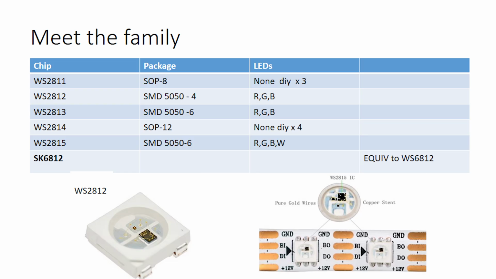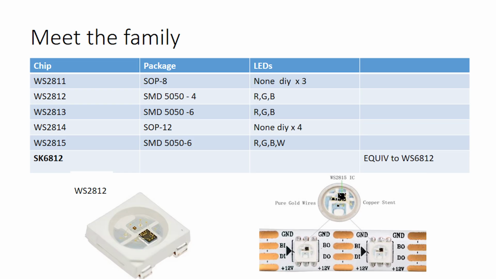The 2811 is a small outline 8-pin DIP chip. No LEDs, just a little 8-pin chip. The 2814 is a 12-pin chip. The other three, the 12, the 13 and the 15, are chips that include the LEDs on board. The 2812 is the most common one. The 2813 is the same as a 2812, 3 colours of LED, except it's got 6 pins instead of 4. Now, what the extra pins are for you will see as we move on.